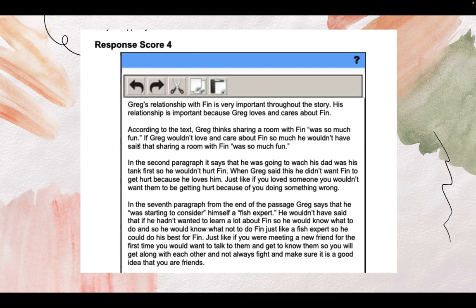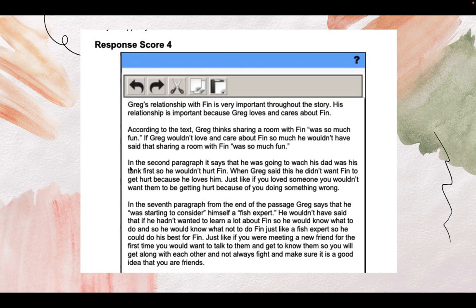Now the student begins to have some evidence. "According to the text, Greg thinks sharing a room with Finn was so much fun." See, they used quotes here. "If Greg wouldn't love and care about Finn so much, he wouldn't have said that sharing a room with Finn was so much fun." All right, you'll notice in a TDA, not only in our elaboration and craft do we need to have evidence, but we also need analysis. Here's the analysis piece after the evidence.